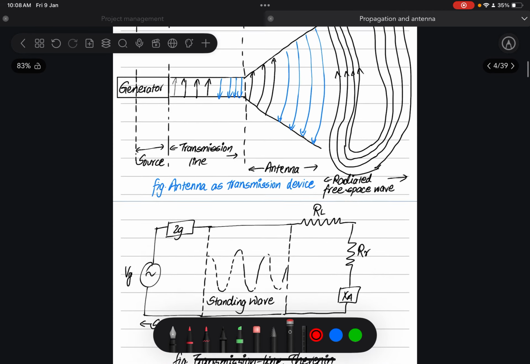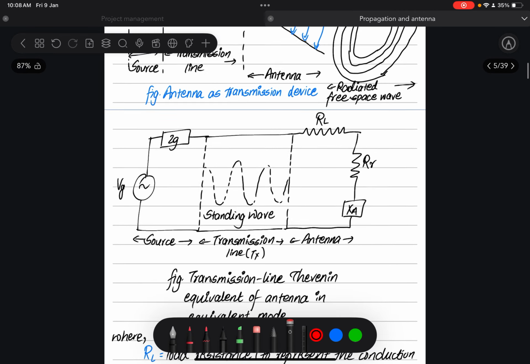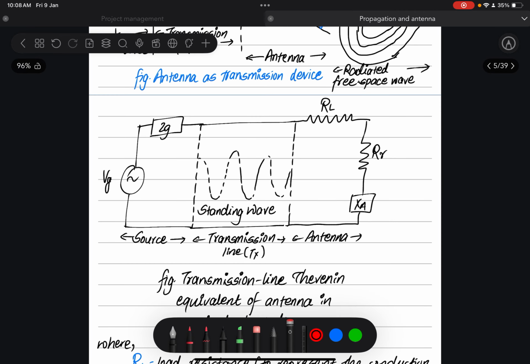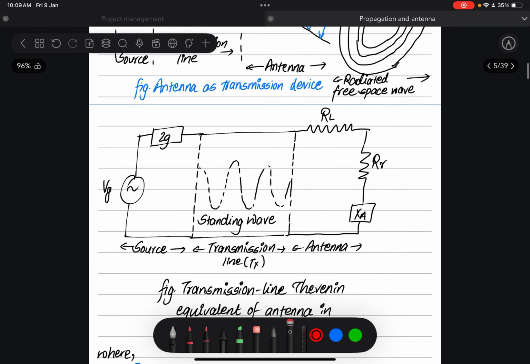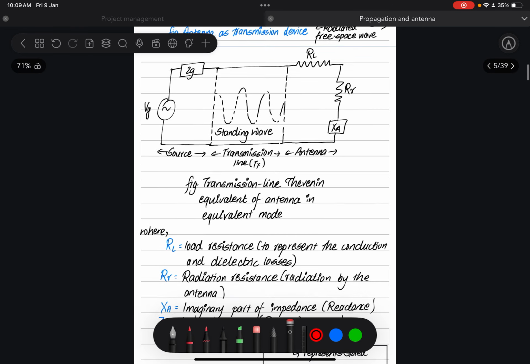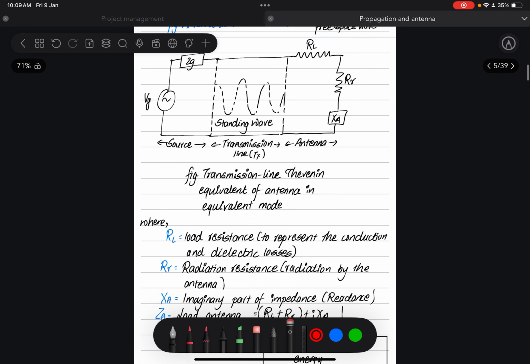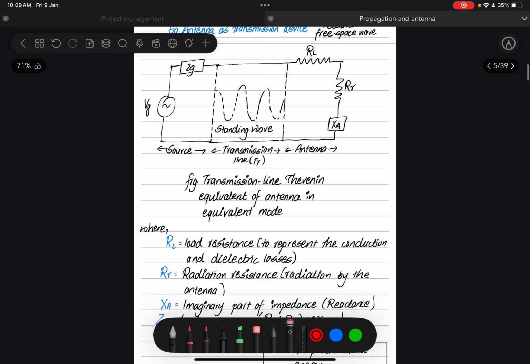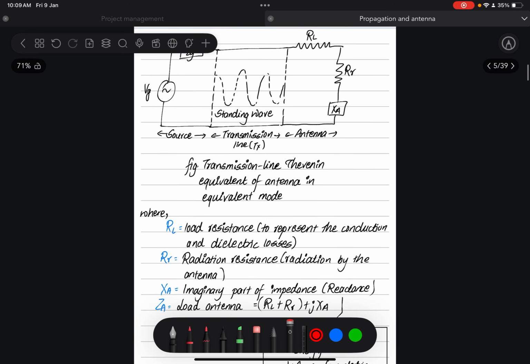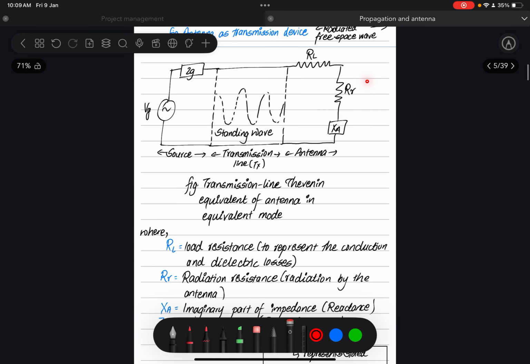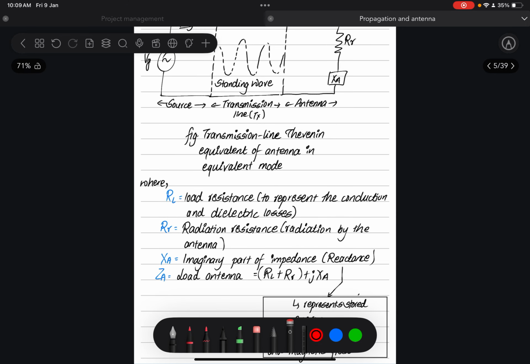So let's convert this antenna into its Thevenin equivalent. We'll talk about standing waves in the lecture; it's not compulsory that you mention standing waves here. There is a source, a transmission line, and an antenna, like I mentioned above. Let's explain the terminologies first. VG is the voltage source of the generator, and RL is the load resistance, which is used to represent the conduction and dielectric losses. RR is used to represent the radiation resistance, the radiation by the antenna, and XA is used to represent the imaginary part of the impedance.